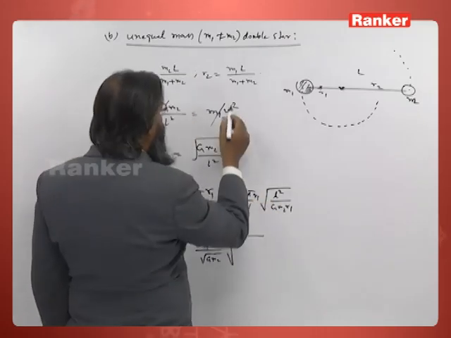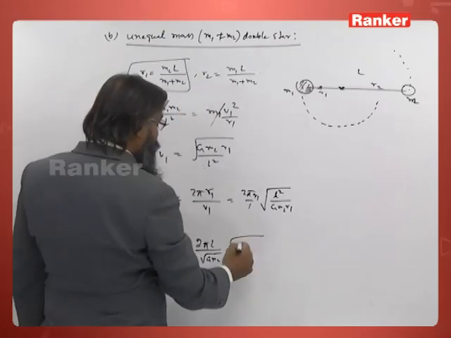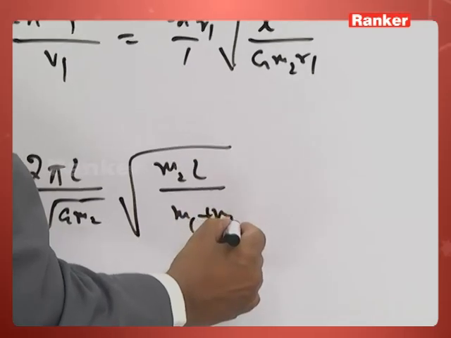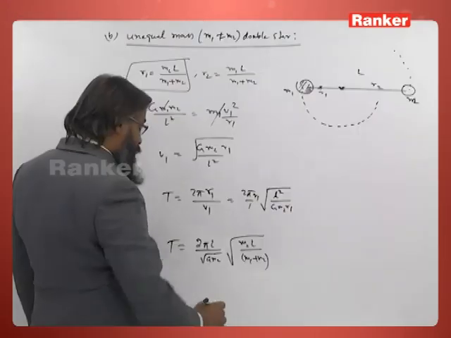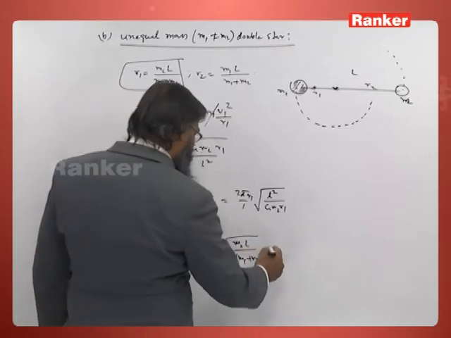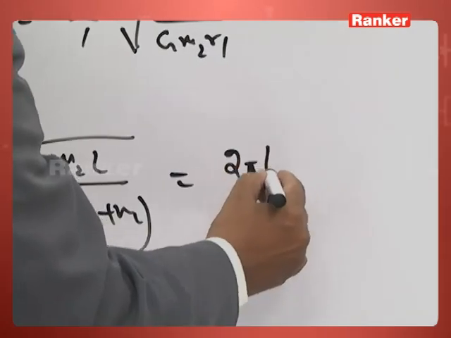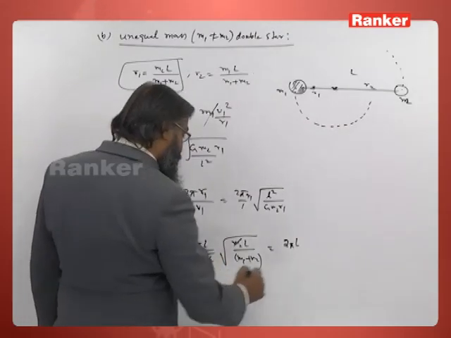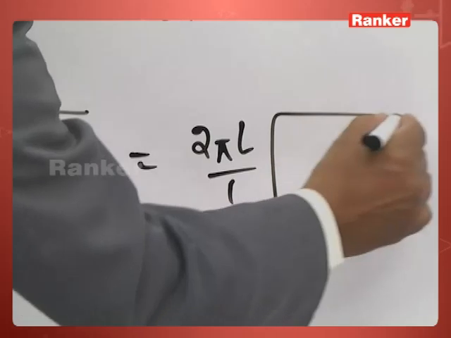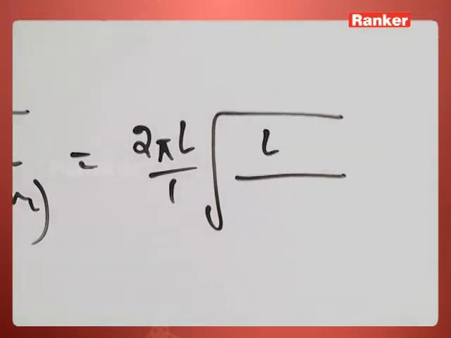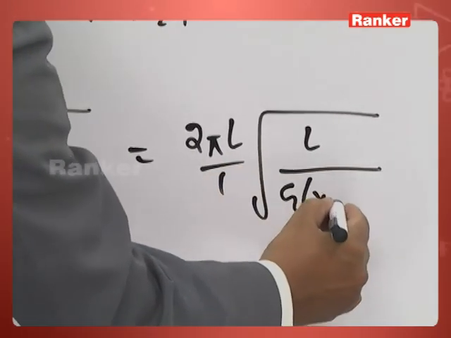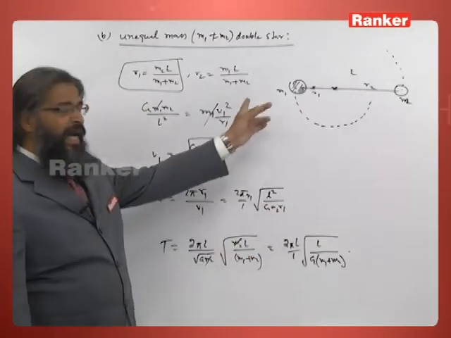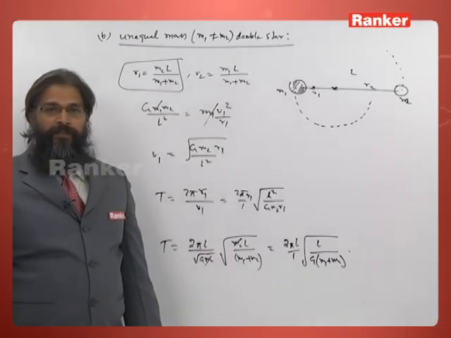Now, r1 value is this much, so root over m2 L upon m1 plus m2. So, this value we can simplify as 2 pi L root over, this m2 gets cancelled, so by 1 root over L by G times m1 plus m2. This is the time period for an unequal double mass system.